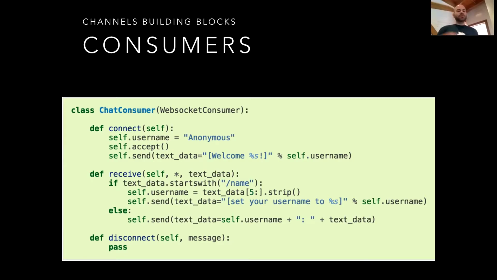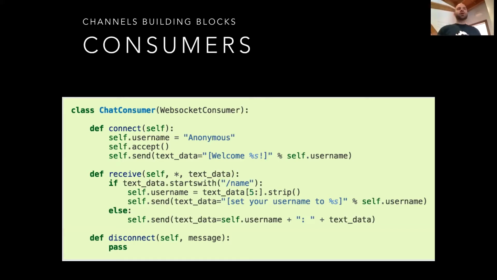So what this is doing, there's three main methods. There's connect, which is when you first connect to the WebSocket. Receive, which is when the WebSocket receives a message from the client in the communication, and then disconnect. These come out of the box, and you can write any logic or code you want in here. What this basic chat consumer is showing you is, when someone connects, you get an anonymous username, and then it sends you the message, welcome to the chat. When you disconnect, it doesn't do anything, it just disconnects.